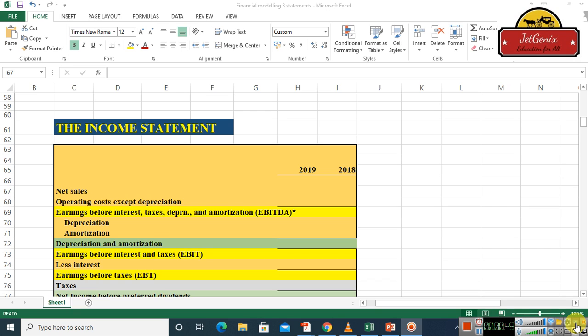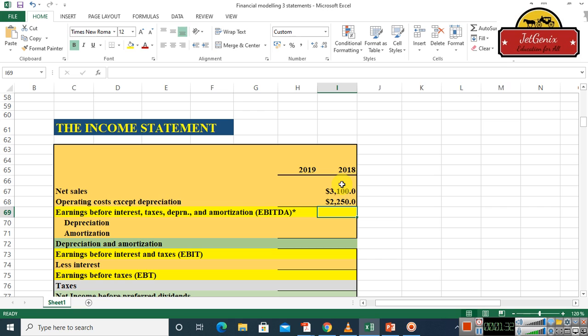So let's start with the data of 2018. Okay, and in 2018, let's say we have net sale of 3100. This is just the example we are having just to develop the income statement. Okay guys, so we have in 2018 3100 of sales. The operating cost except depreciation, which means excluding depreciation, let's say we have $2,250. Okay, so this is the operating cost except depreciation.